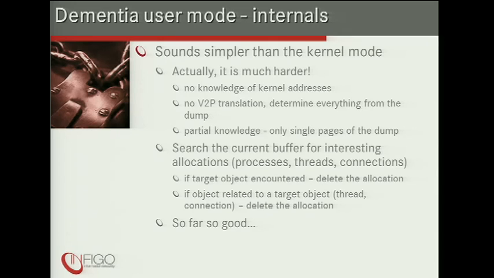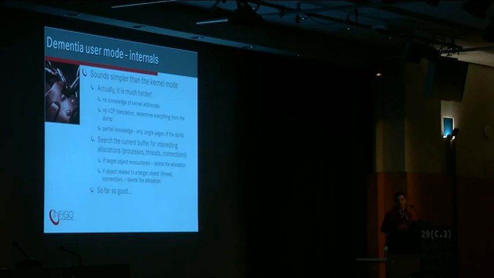Additionally, you cannot easily perform virtual to physical translation because all you get is physical offsets and physical layout, and inside this physical layout you get virtual addresses that you don't know. So it's difficult to perform virtual to physical translation like Volatility because you have only partial knowledge. You have only the current dump, which is a page or multiple pages long.